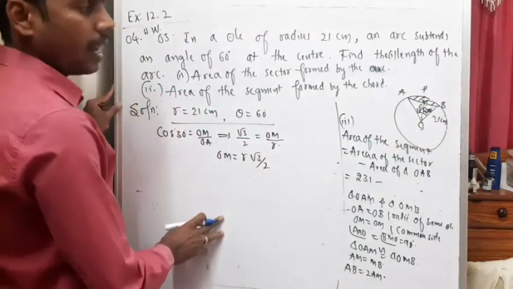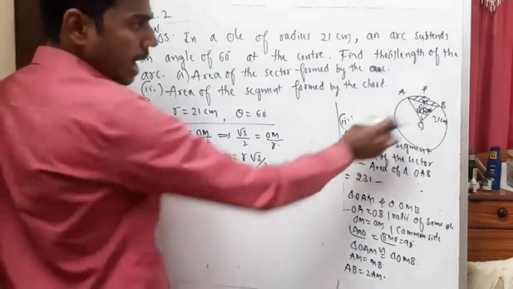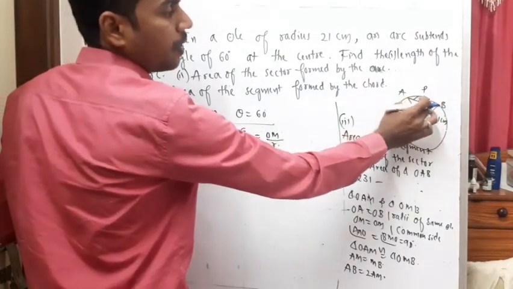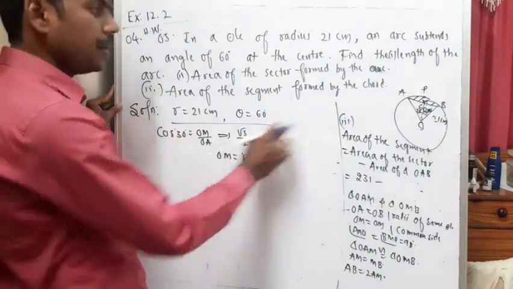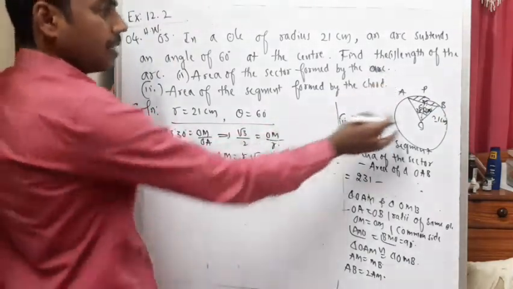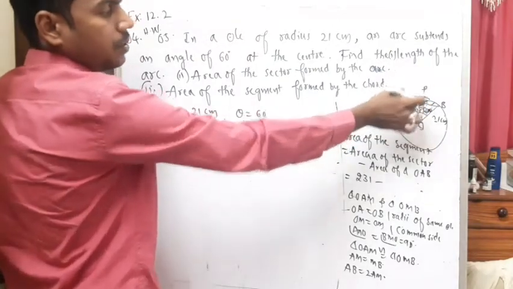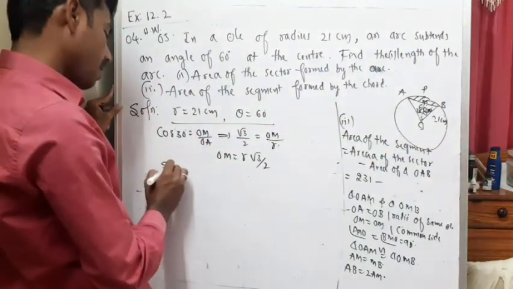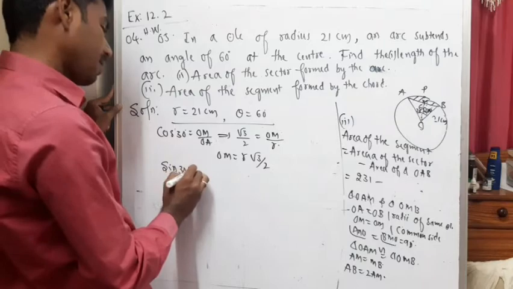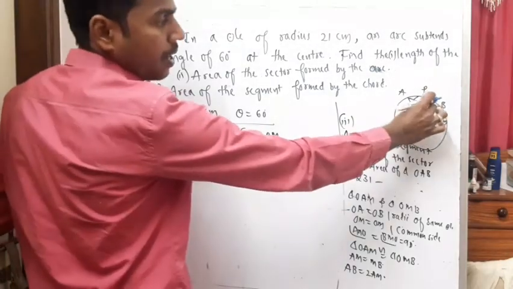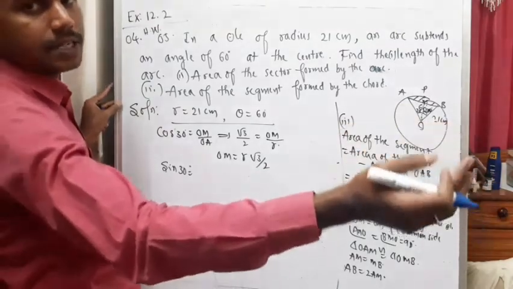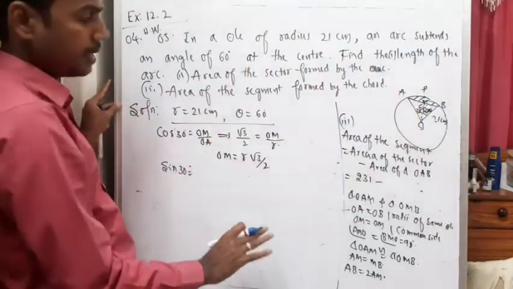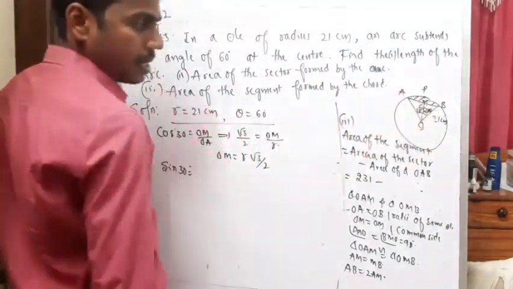To find the length of the chord, what do we need? If I find AM, then AB is equal to 2 times AM. So for that, what we need to do? See, sin 30. The AM is opposite to 30, so we make use of the sine relation. Earlier OM was adjacent to 30, so we made use of the cos relation because cos theta is equal to adjacent by hypotenuse. That is the reason we made use of the cos relationship.